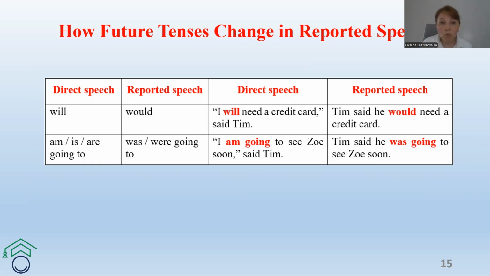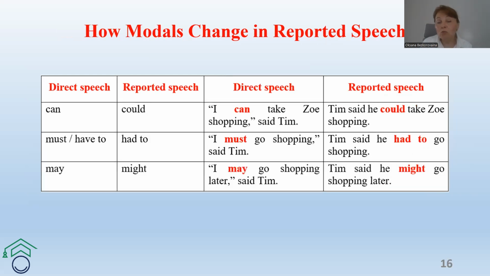And we have modal verbs. Some modal verbs also change in reported speech. We replace can with could. "I can take Zoe shopping," said Tim. Tim said he could take Zoe shopping. Must, have to changes into had to. "I must go shopping," said Tim. Tim said he had to go shopping. And we change may into might. "I may go shopping." Tim said he might go shopping later.